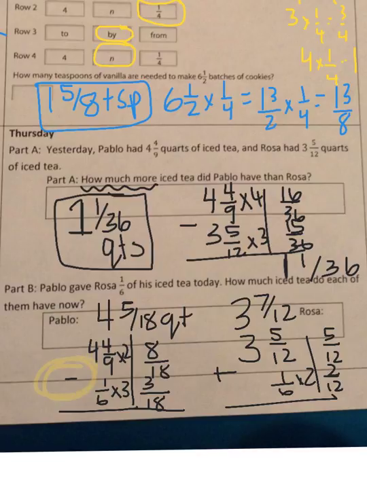And so I did 4 4/9 minus 1/6 and then adjusted my numerators, and I got that he now has 4 5/18 quarts. Now on the other hand, Rosa is getting additional iced tea, so that's why I added 1/6 to what she already has. So I adjusted my denominators and my numerators and then added my numerators. And so she now has 3 7/12 quarts.